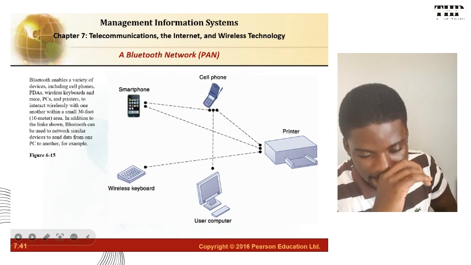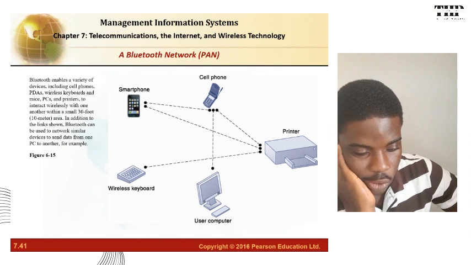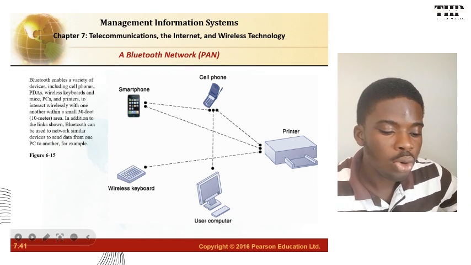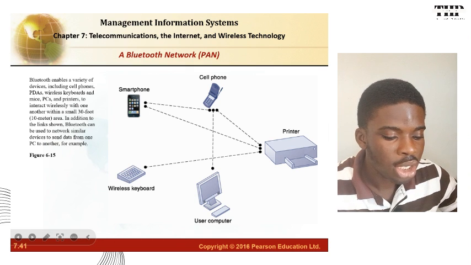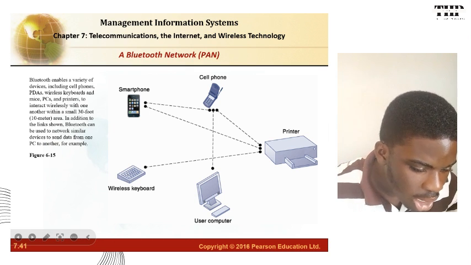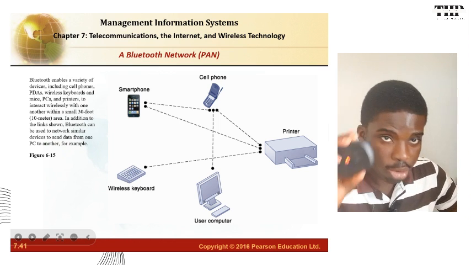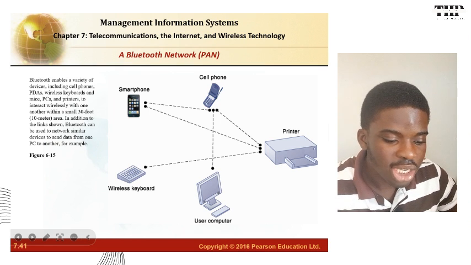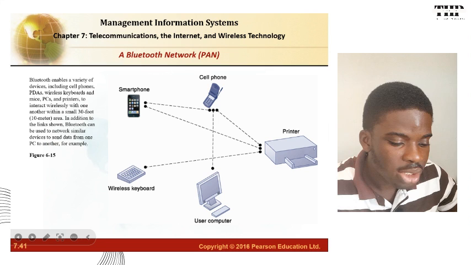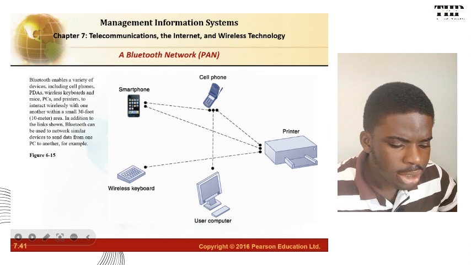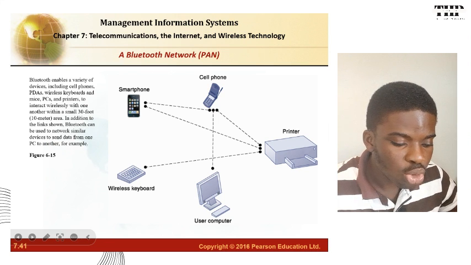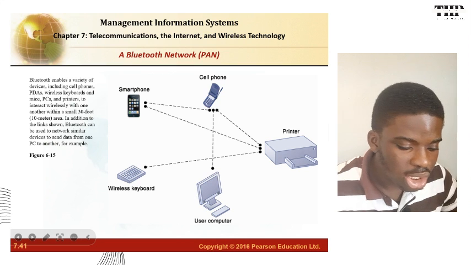So a Bluetooth network, PAN, right? Personal area networking. Bluetooth enables a variety of devices, including cell phones, PDAs, wireless keyboards and mice, PCs and printers to interact wirelessly with one another within a small 30-foot area, right? 10 meters. In addition to the links shown, Bluetooth can be used to network similar devices to send data from one PC to another.